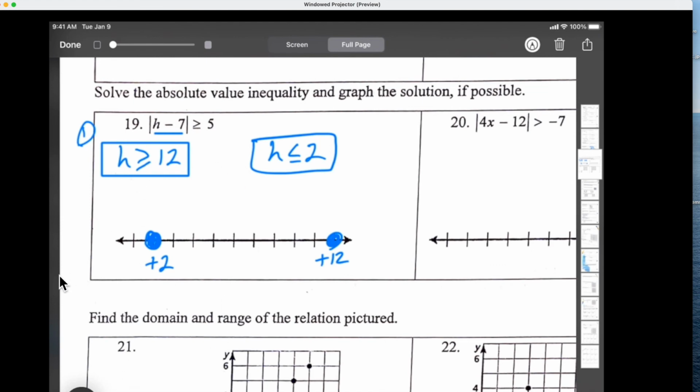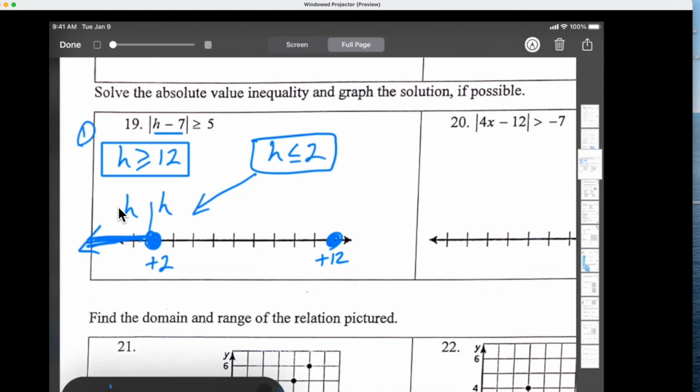Okay, let's do the first one. You put h on both sides. We're going to do this guy right here. You put h on both sides of that line, and you read this out loud to yourself. Where is h less than or equal to 2? It's this one. So you shade this side.